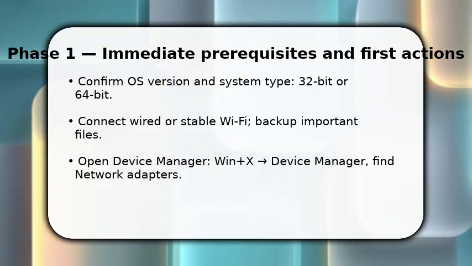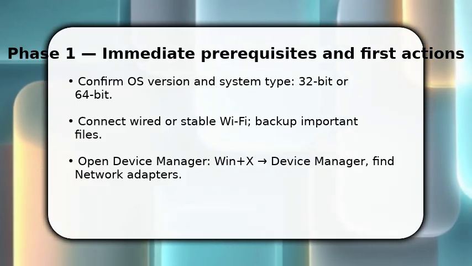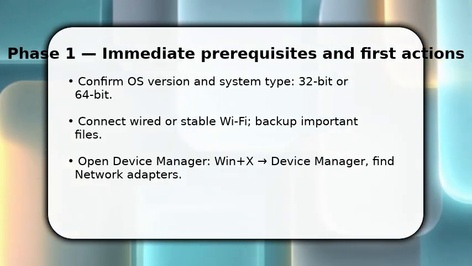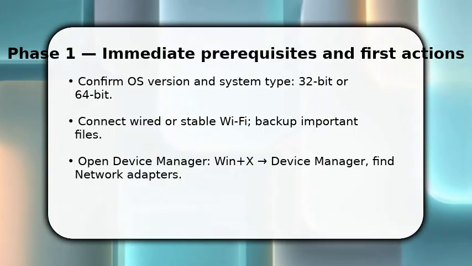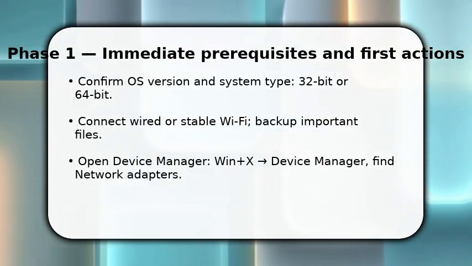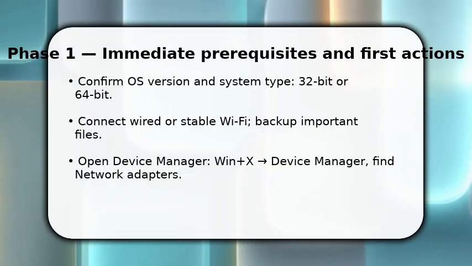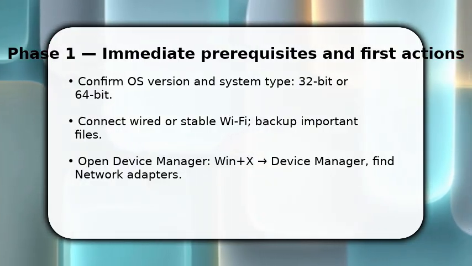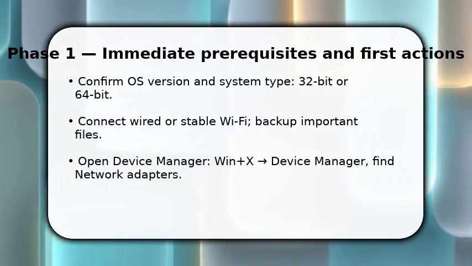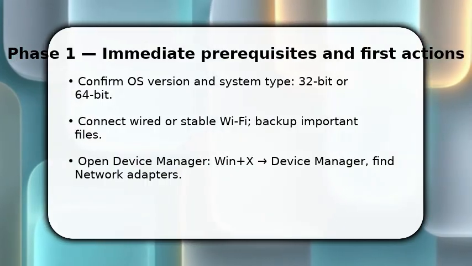You start by verifying prerequisites so updates succeed. Check your operating system and whether it's 32-bit or 64-bit because drivers differ. Once done, connect via wired Ethernet or reliable Wi-Fi. Unstable networks cause partial installs. Make a quick backup of crucial files before proceeding.